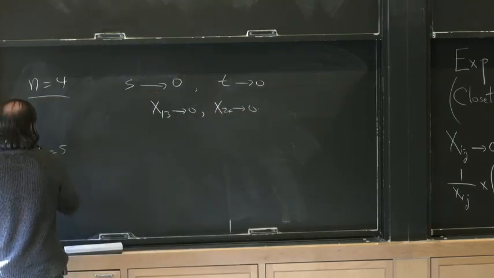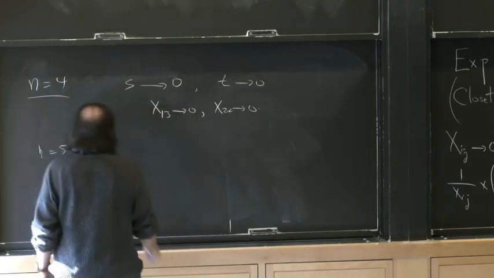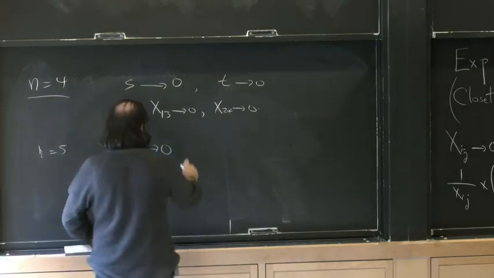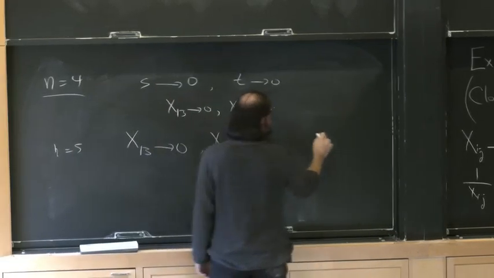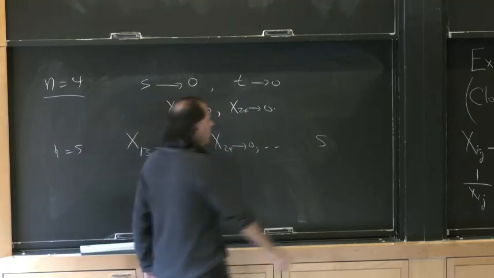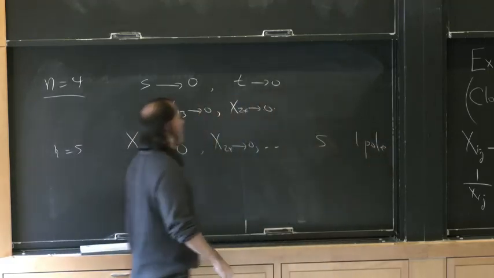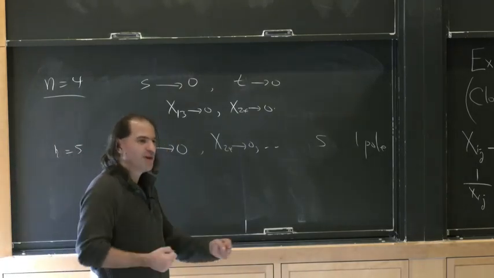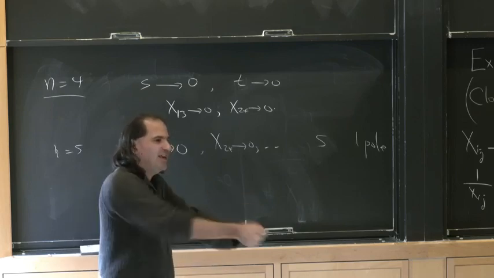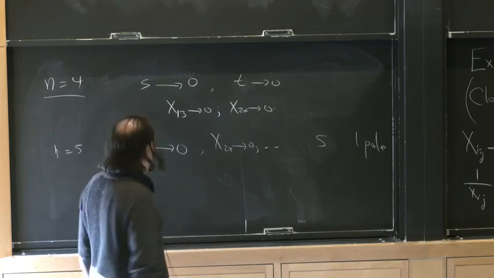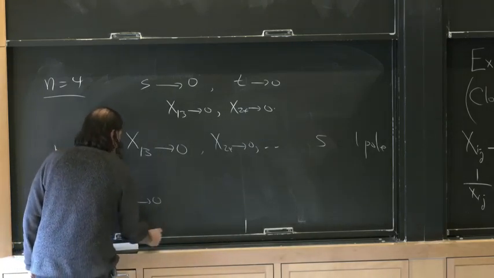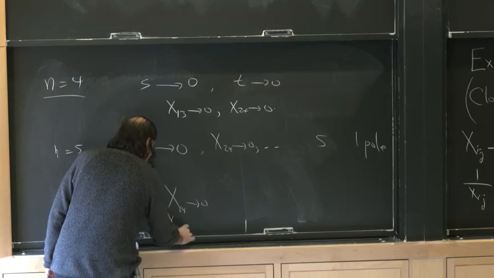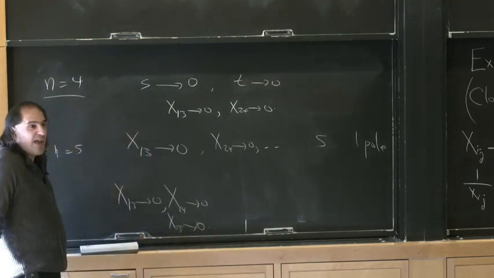OK. N equals 5 is slightly more interesting. Now, for example, I know that I can send x13 to 0, and all of its cousins, x24, and so on. So there are 5 ways of having one pole. But I can also have 2 sets of poles, and the poles have an interesting relationship to each other. I can't take any 2 of these and send them to 0. So, for example, let's say I've sent x13 to 0 already, then I can also send x14 to 0 or x35 to 0. But nothing else.